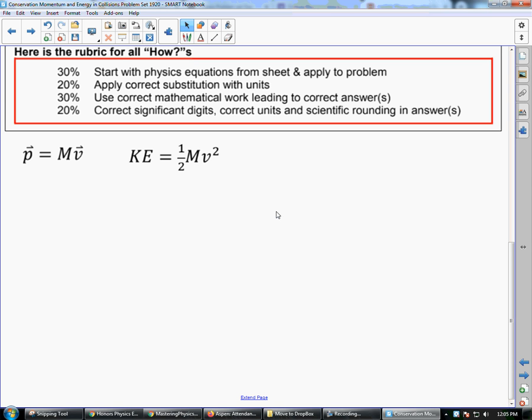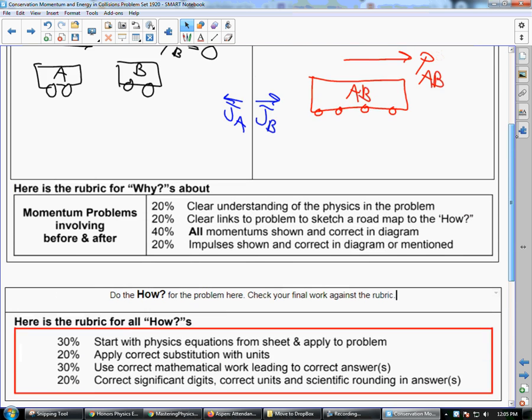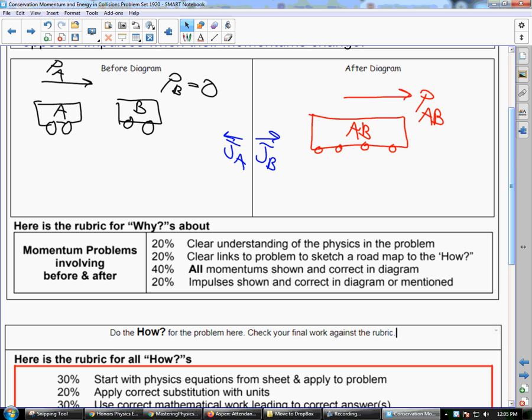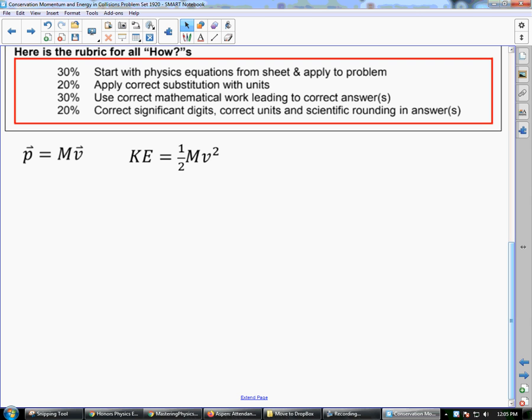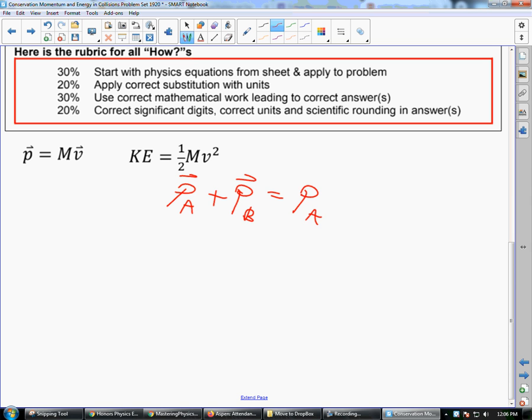So I'm going to start off with what my diagram tells me for the Y: the momentum before equals the momentum after. So the momentum of A plus the momentum of B equals the momentum of AB, because momentum is conserved. And so my diagram directly gives me my first equation, which is momentum of A, which is a vector, plus momentum of B, which is a vector, equals the momentum of AB, which you guessed it, is a vector.